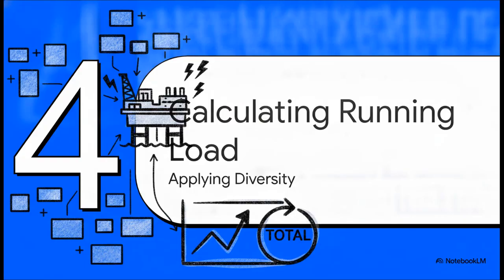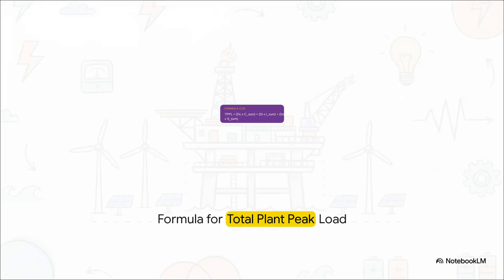Section 4, calculating total running load. Once all our individual loads are classified and correctly sized with those margins we just talked about, we are finally ready to aggregate them into our total electrical footprint. Now, don't let the math intimidate you.